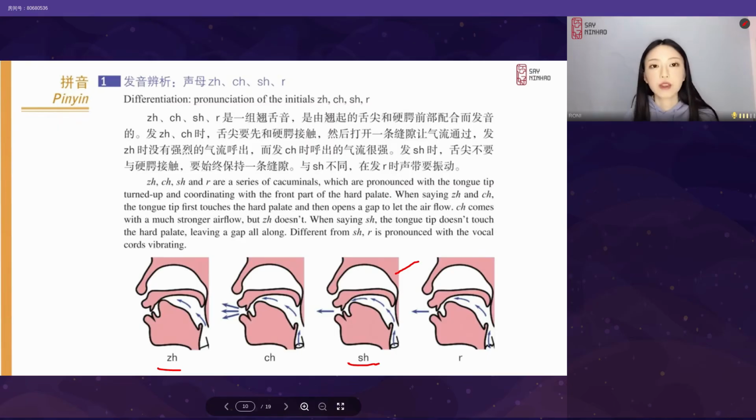And for 诗, the tip of your tongue won't touch the hard palate. It will always leave a gap here, okay? 知, 吃, 诗. Next one is 日. For 日, the tongue position is the same as 诗, but the only difference is we need to vibrate our vocal cord. Read after me. 日. You can put your fingers here and find it is vibrating really strong.